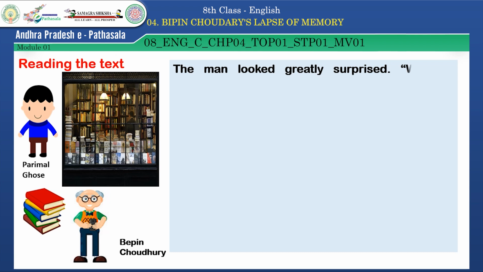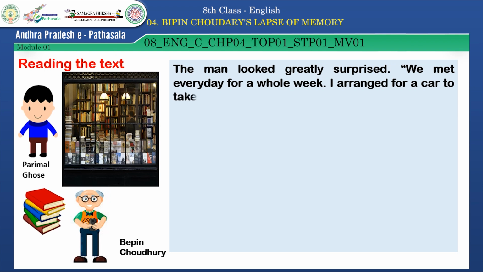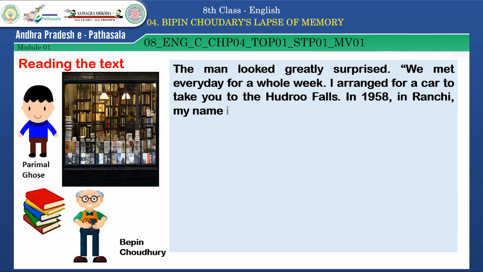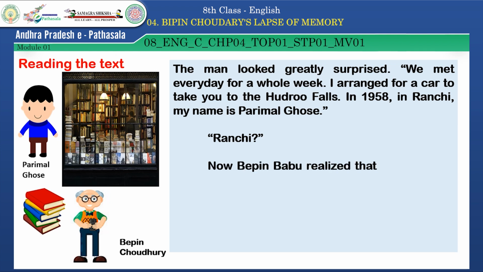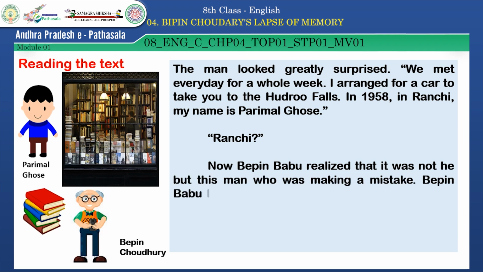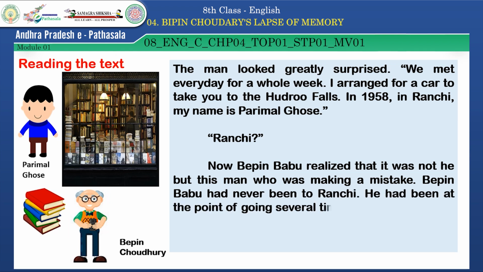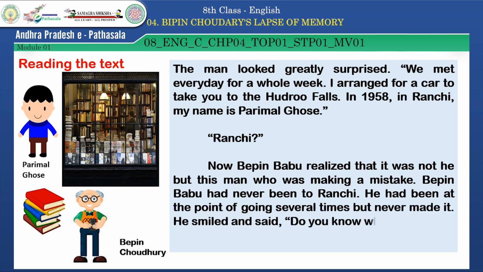The man looked greatly surprised. "We met every day for a whole week. I arranged for a car to take you to the Choudhury Falls in 1958 in Ranchi. My name is Parimal Ghosh." Ranchi? Now Bipin Babu realized that it was not he, but this man who was making a mistake. Bipin Babu had never been to Ranchi. He had been at the point of going several times but never made it. He smiled and said, "Do you know who I am?"